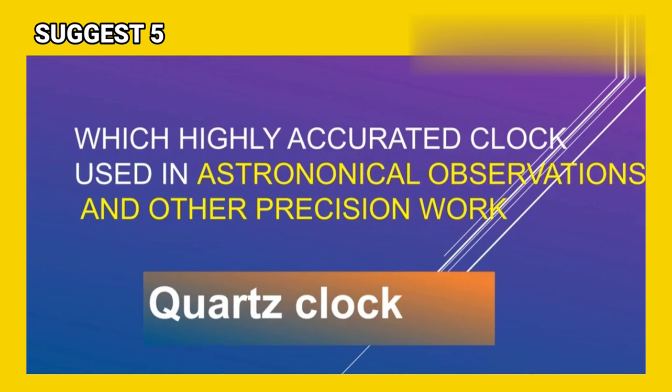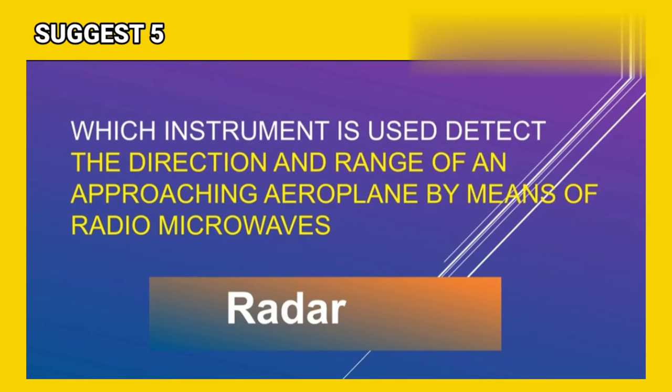Which highly accurate clock is used in astronomical observations and other precision work? Answer, quartz clock. I repeat, which highly accurate clock is used in astronomical observations and other precision work? Answer, quartz clock.